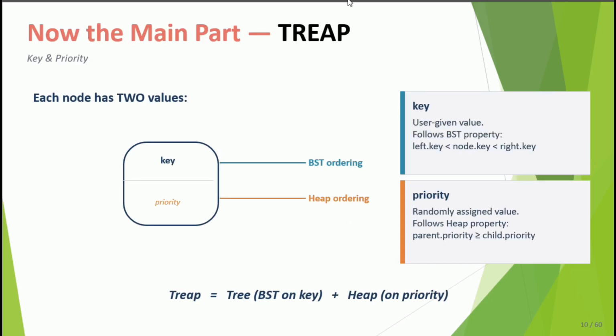Now it comes to the main topic, TREAP. Each TREAP node contains two values, a key and a priority. The key follows binary search tree ordering, while the priority follows heap ordering. So keys maintain searching order and priorities maintain balancing.